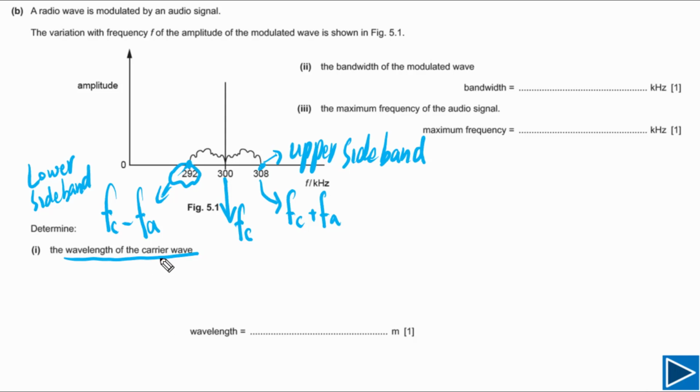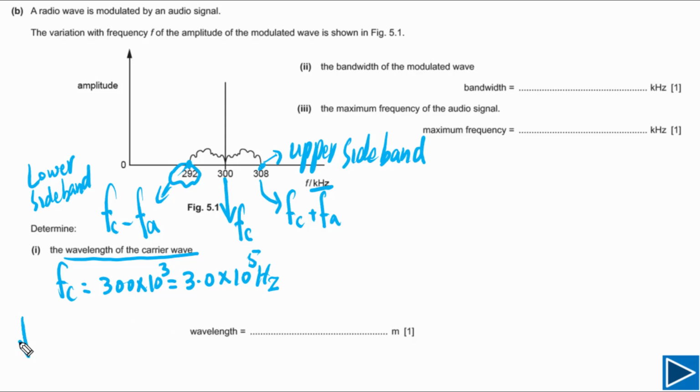We need to find the wavelength of the carrier wave, but we have the frequency. The frequency of the carrier wave, simply we can write down, is 300 kilohertz. Be careful with the unit. So simply we can write this as 3.0 times 10 to the 5 hertz. So this is the frequency of the carrier wave.